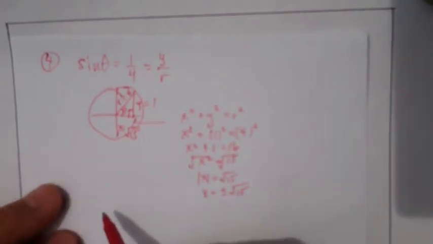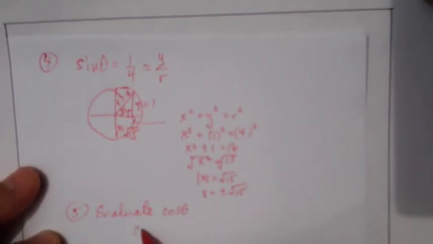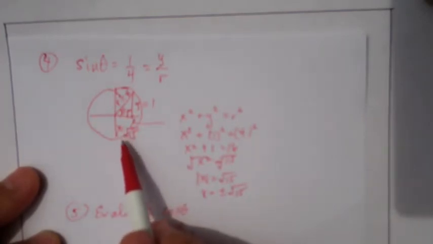Okay. Now we go back to step 2, where we had written that we were going to evaluate the cosine of theta. And now I have a way of doing that because here's theta. Since the cosine of theta is going to be x over r, now I just look at my reference triangle, and I see x is square root of 15, r is 4. And that is my final answer.